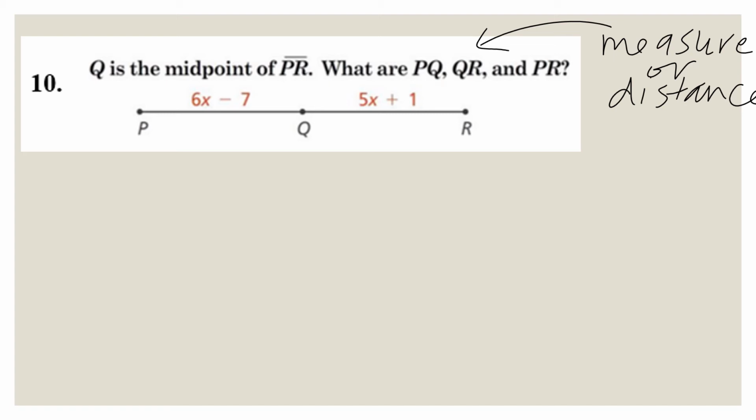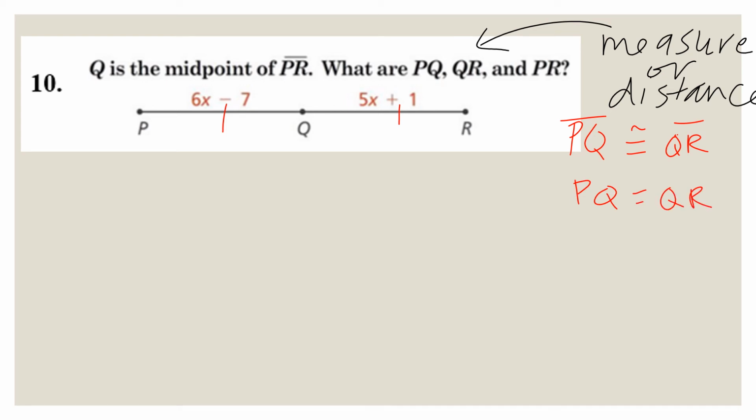All right, now that being said, if Q is the midpoint of PR, that means that this is congruent to this. PQ is congruent to QR, okay? So that being said, let's think back to Algebra 2 or Algebra 1, right? We have PQ and QR being congruent. That means that PQ equals QR.